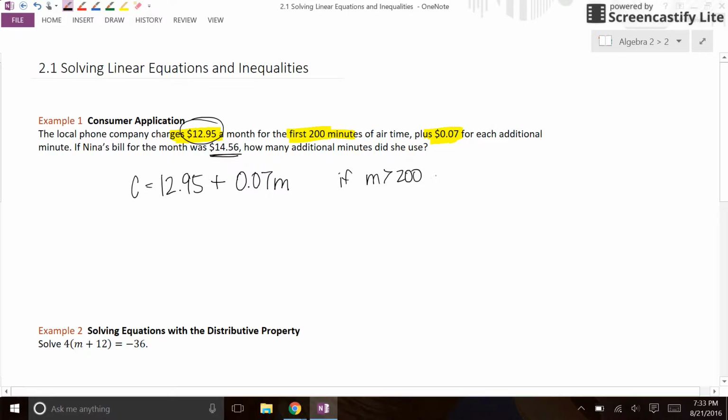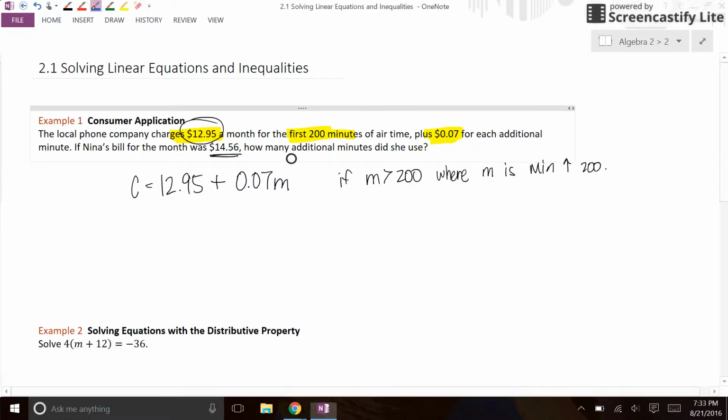So maybe I'd say, you don't really have to do this, but it's nice to worry about where m is the minutes over 200. So there you go, covering all my bases. So m is the number of minutes over 200, and that's a good equation for that. All right, let's find out what this girl paid, though. That's what they care about, right?